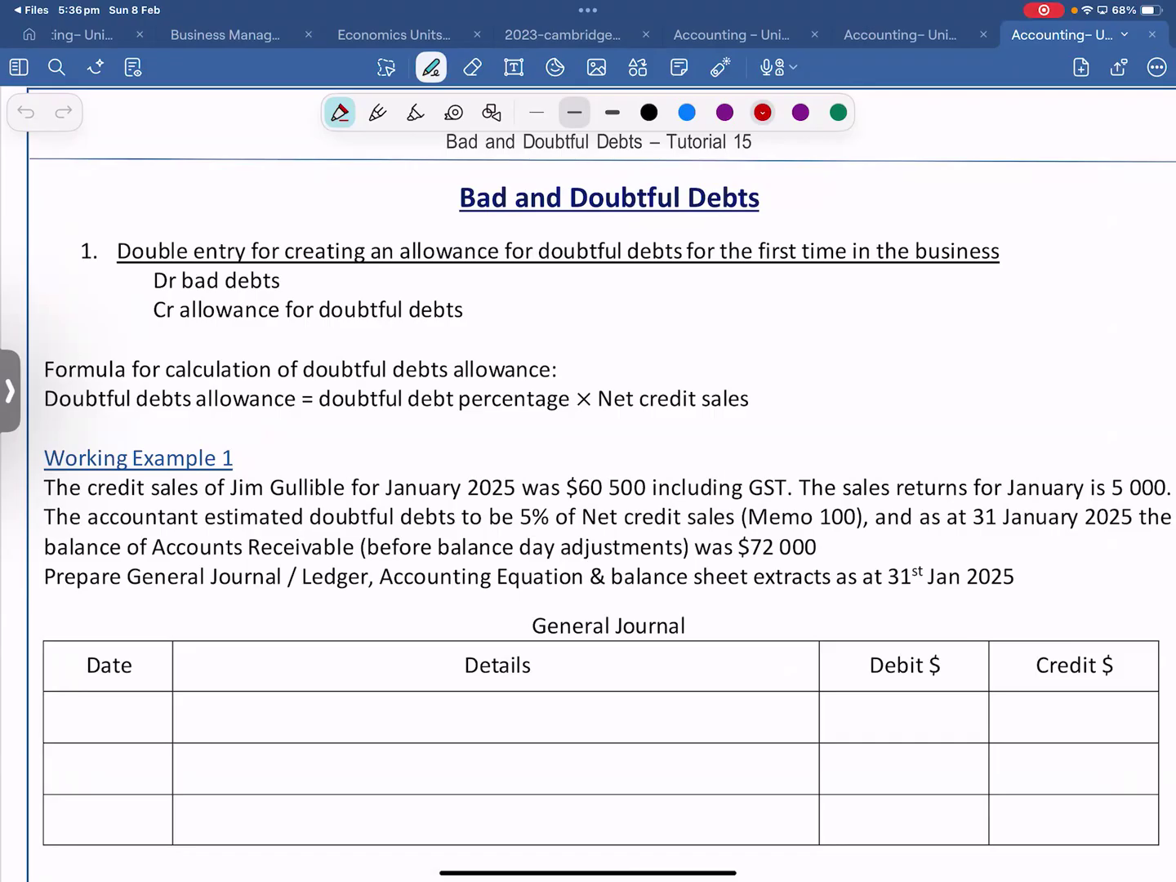So then, guys, what we do by experience of the accountant or the businesses, they will allocate a particular percentage in every period of the trade sales as future bad debts. So what I call doubtful debt is what? Future bad debts or potential bad debts.